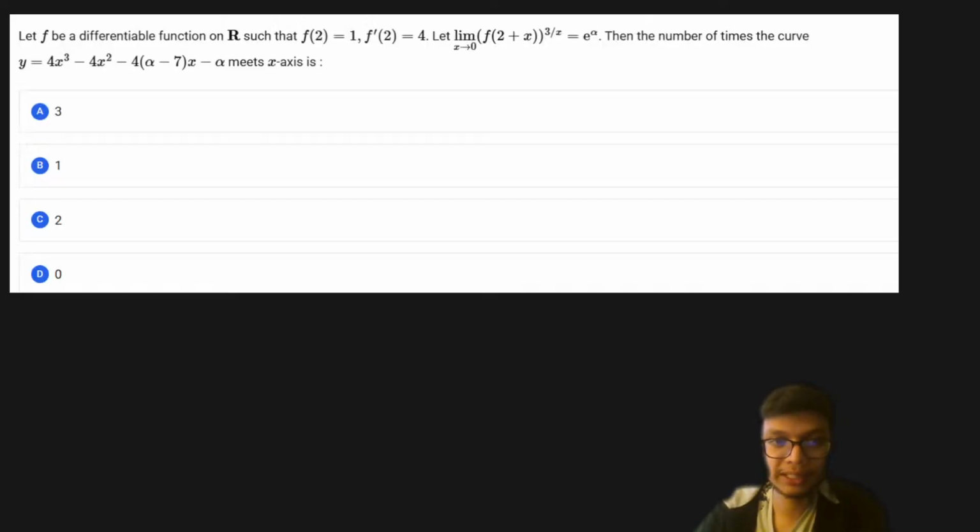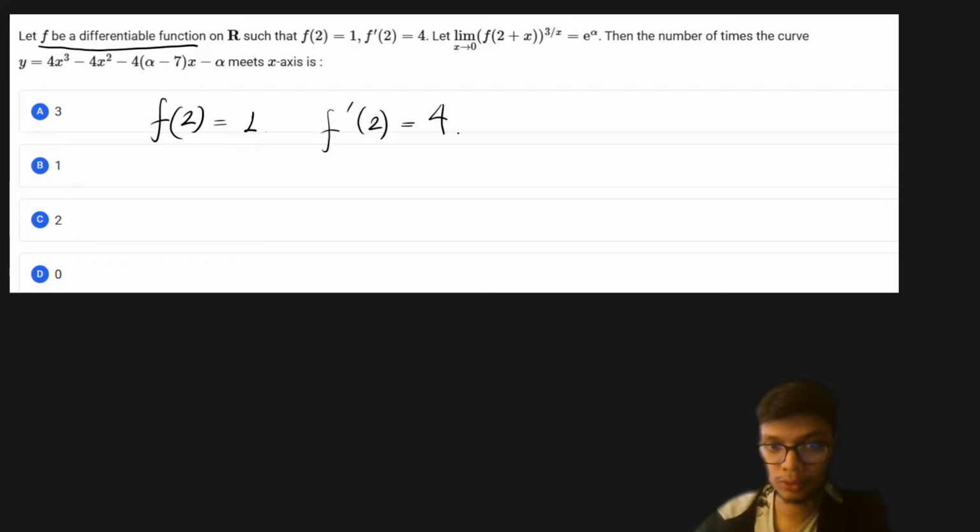Okay, let's move to the next problem. It is quite an interesting problem. It talks about a differentiable function f on the real domain, such that f of 2 is given as 1 and f dash of 2 is given as 4.